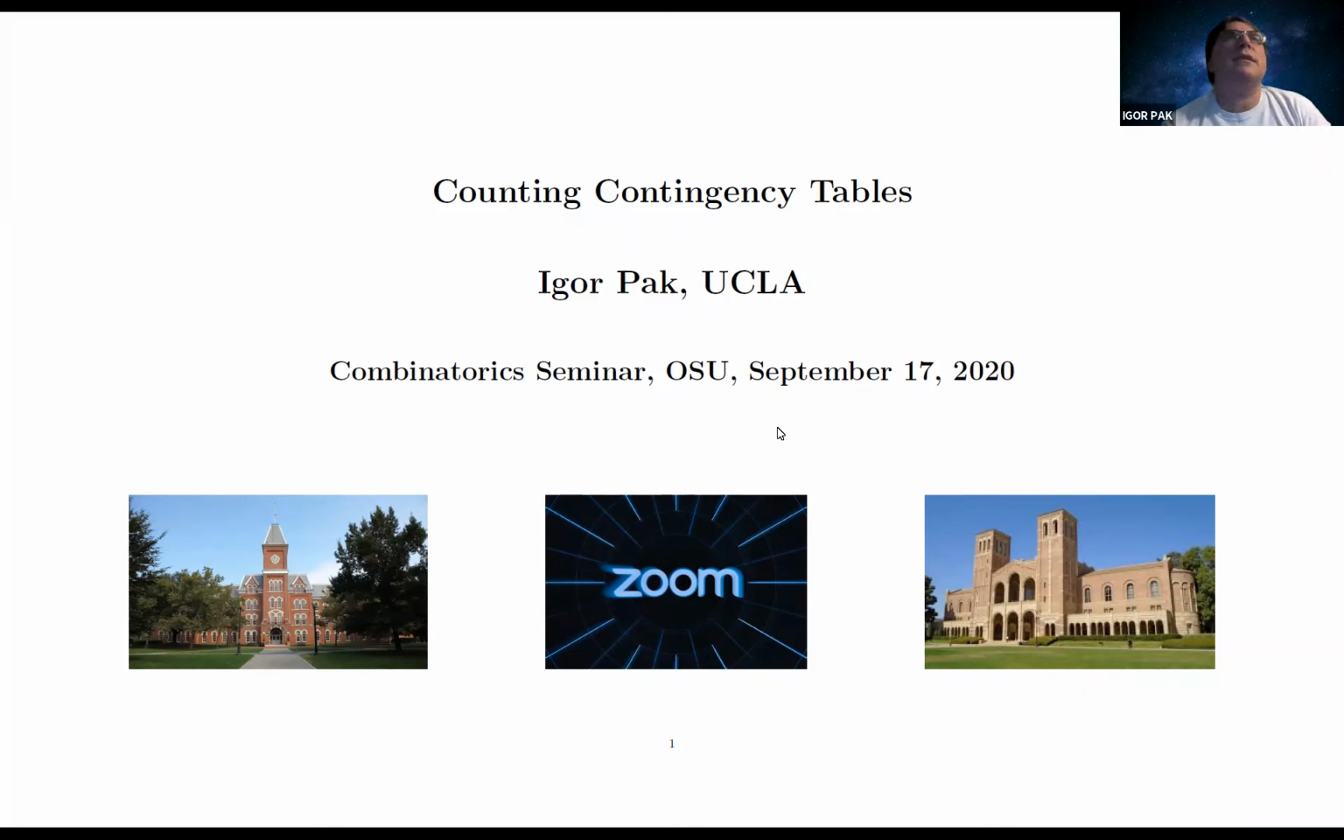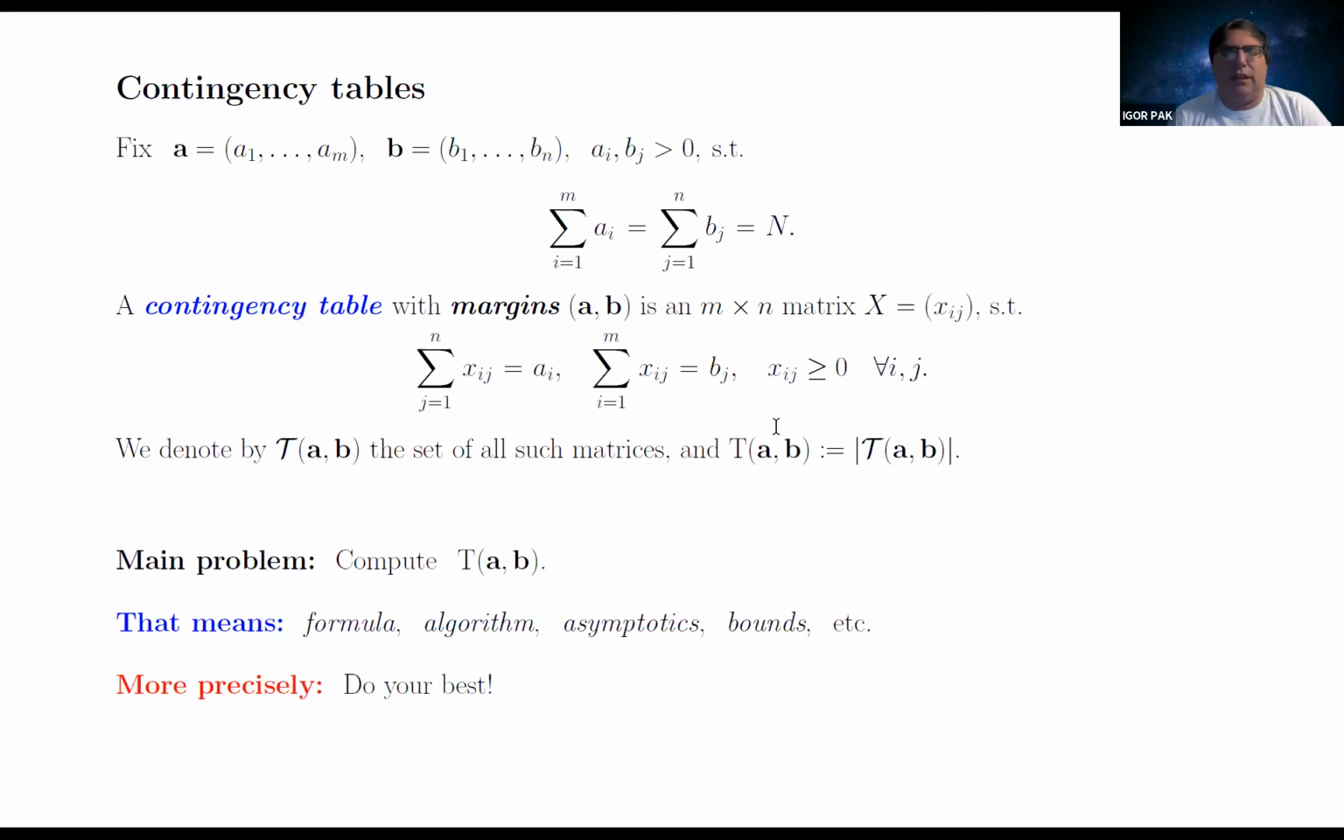Contingency tables, so let me get to that. Let me tell you what they are. I think most of you know contingency tables are just matrices with non-negative integers, which sum in rows to r_i's and in columns to c_j's. So T(r,c) is the set of such matrices, and the number of such matrices is what we denote by |T(r,c)|. The main problem is to compute it.